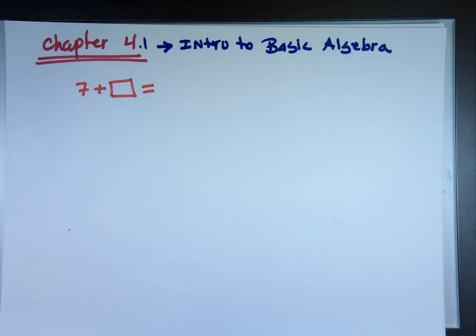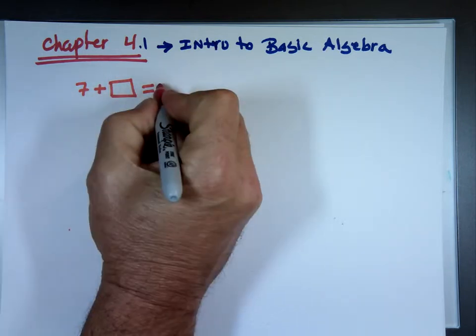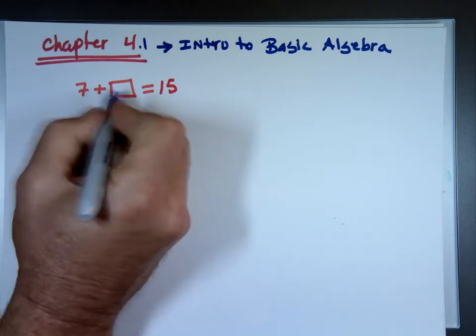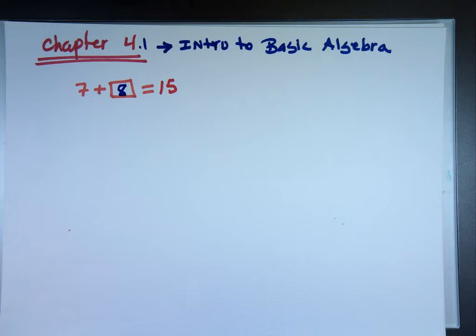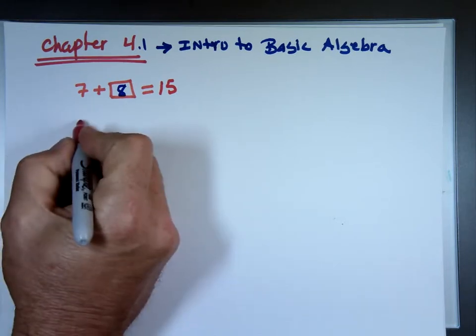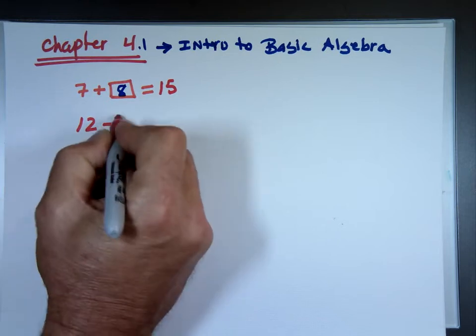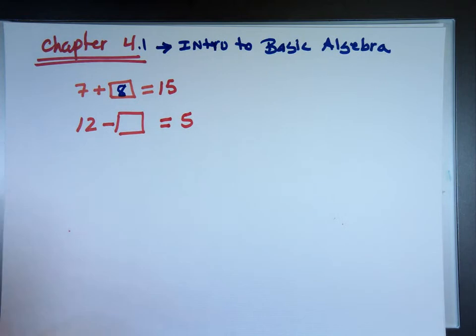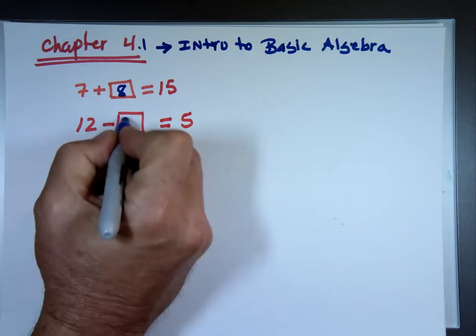Introduction to Basic Algebra. If I write 7 plus something equals 15, what is that something? 8. 12 minus something equals 5. What's the answer to that? 7. Good.